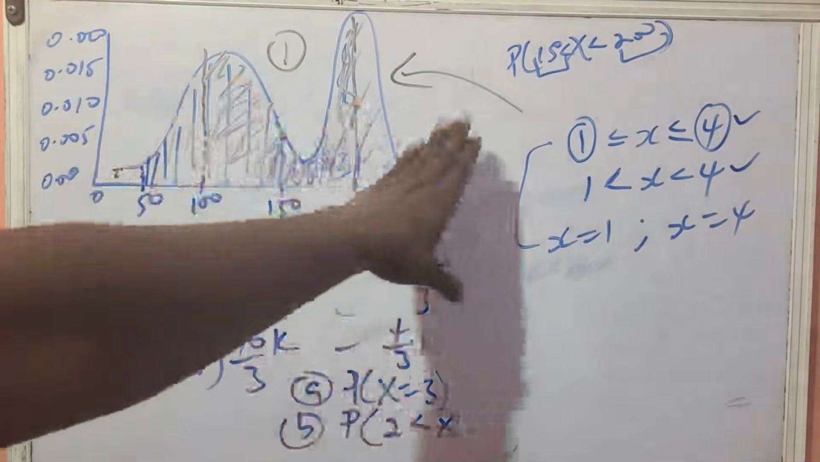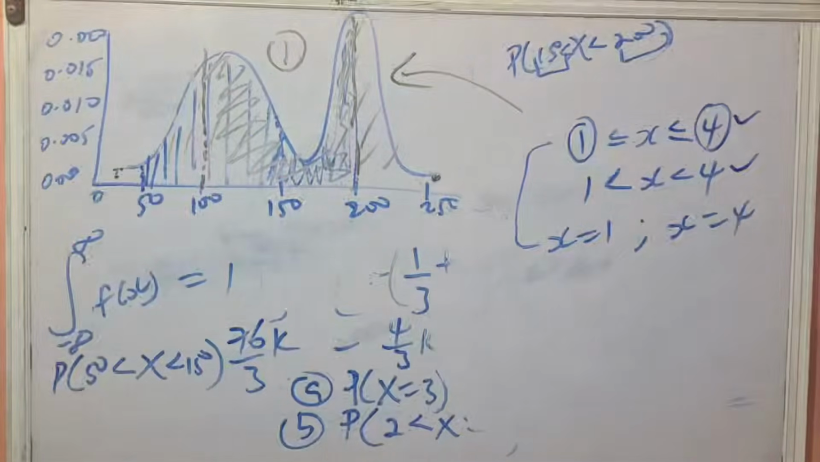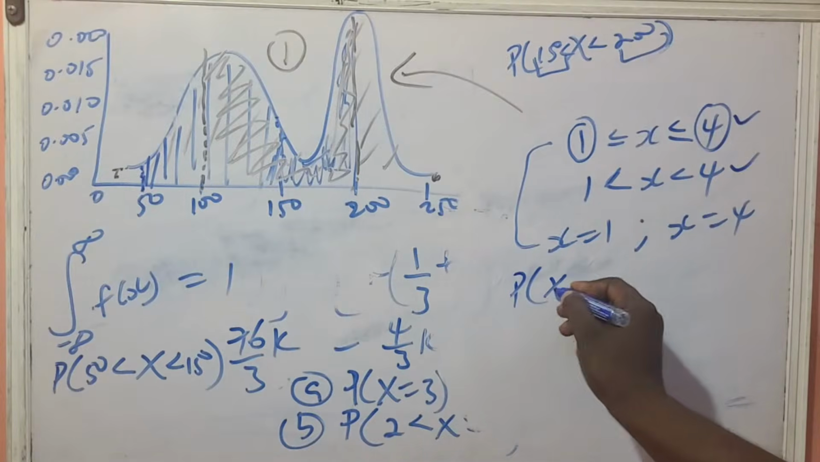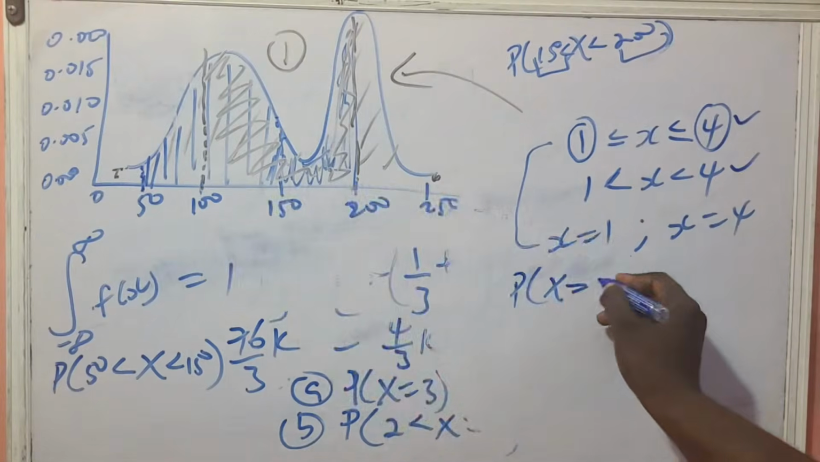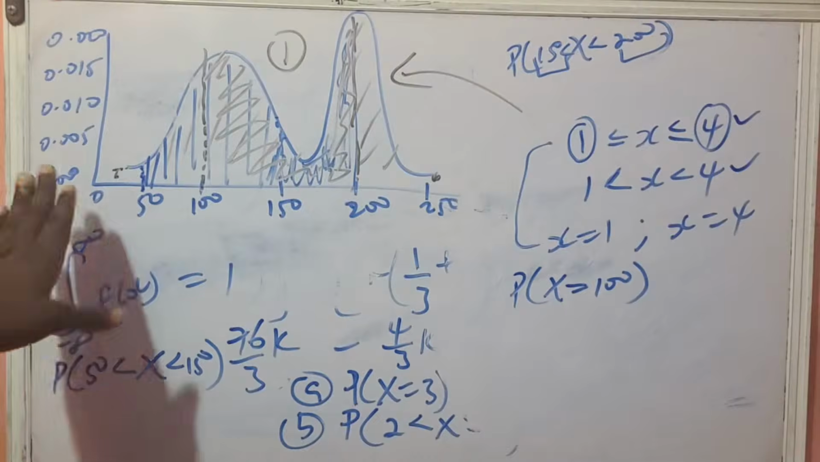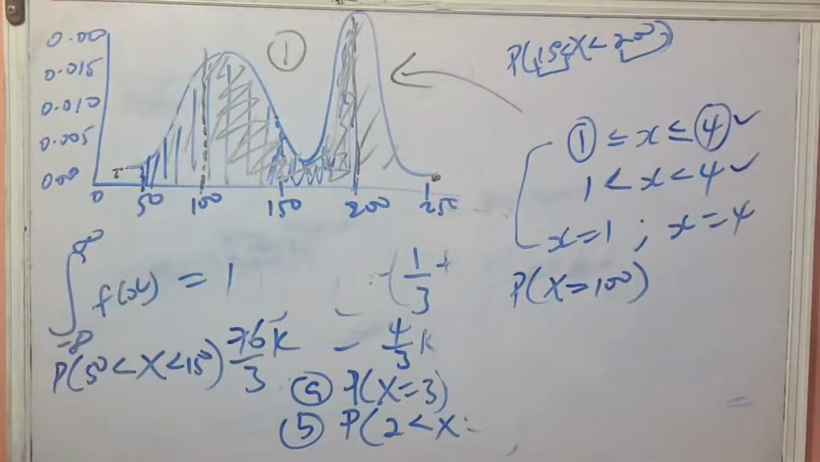Using area under the curve now, you can see 50 here, 100 here, 150 here, 200 here, 250 here. What is the probability of x, your random variable, being equals to 100? Using area under the curve. Don't use integration, no. Use area under the curve. What's the probability of x being equals to 100?